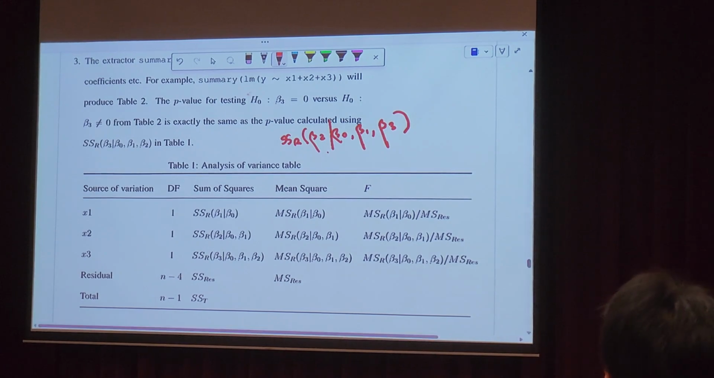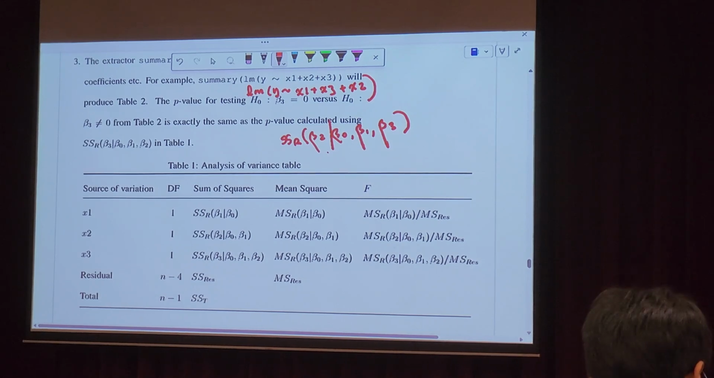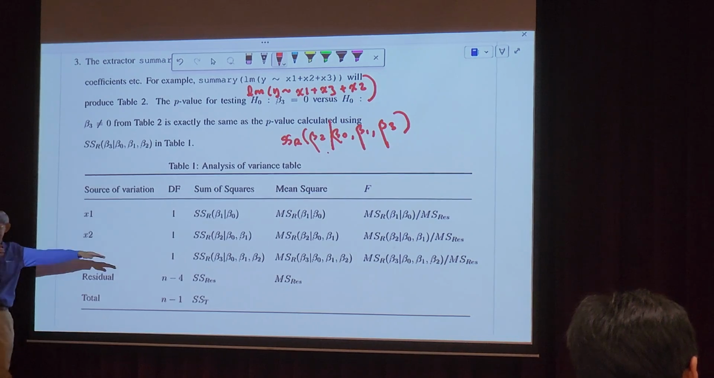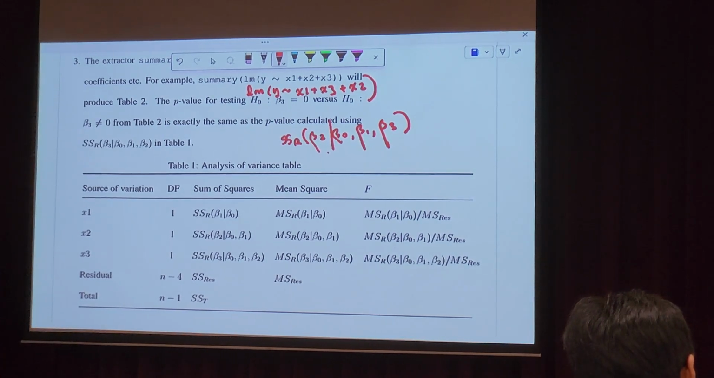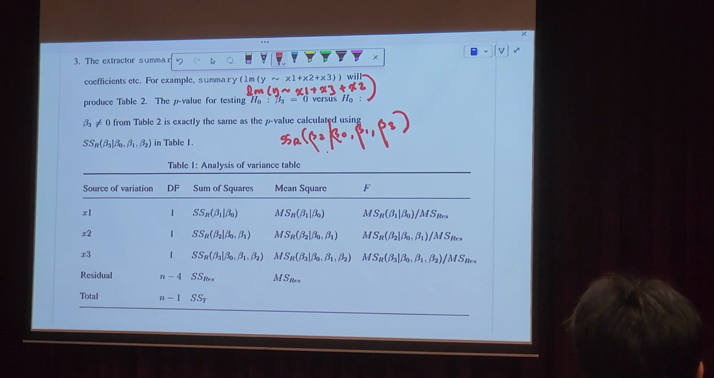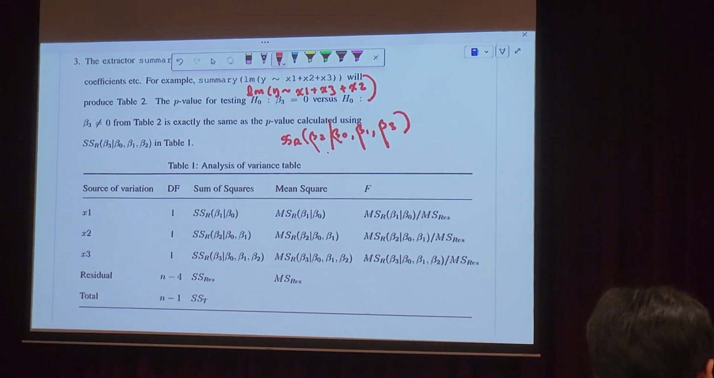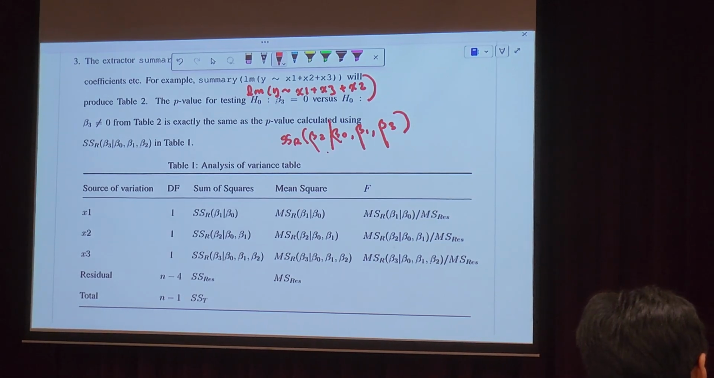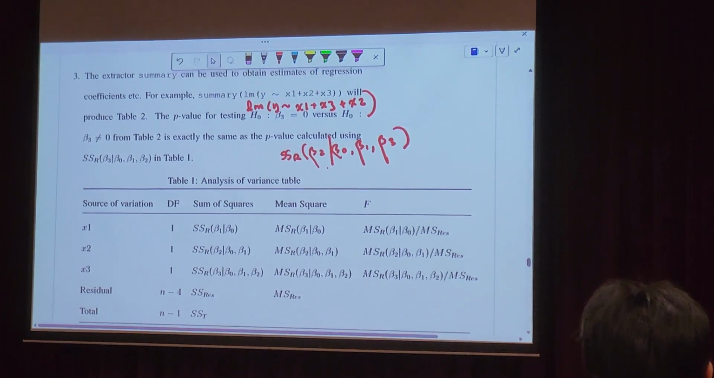I will just change my model to this. If I change my model to x1 plus x3 plus x2, then the order will be x1, x3, x2, and then I can get the sum of squares of regression that I want. Of course, you can also compare two models like what I discussed earlier. So, remember this.